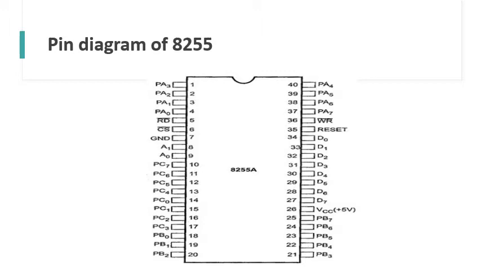The figure shows the pin diagram of 8255. Pin number 26 is VCC used to supply power to the IC, usually at 5 volt DC with respect to ground. Pin number 7 is the ground pin. All the voltages are measured with respect to this pin. It is connected to the common ground of the circuit.